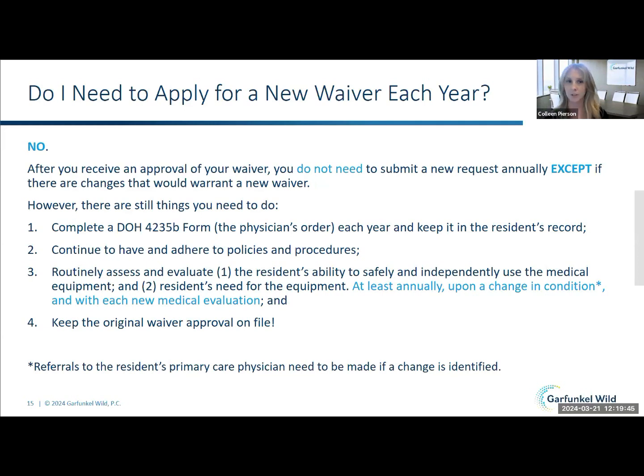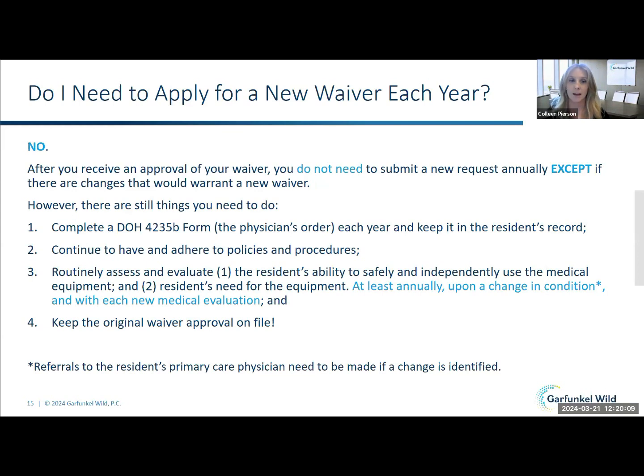So another question that providers have is, do I need to apply every year for this medical equipment waiver? And the answer is no. Once you've received approval of your waiver, you do not need to submit a new request annually unless there are changes in the resident's condition or something that would warrant a new waiver. But that doesn't mean you don't have to do anything.